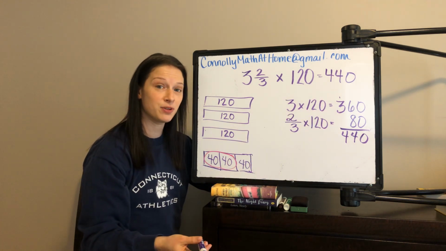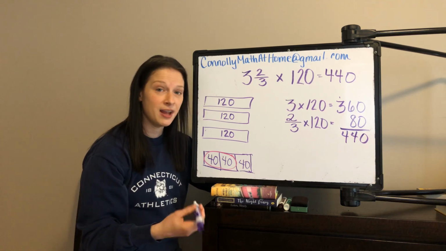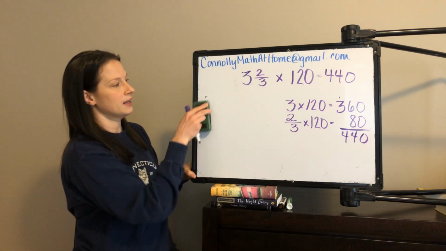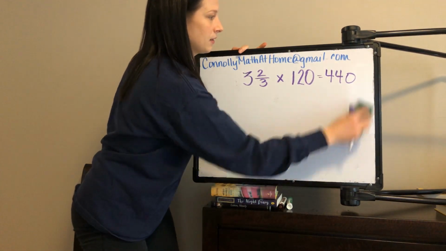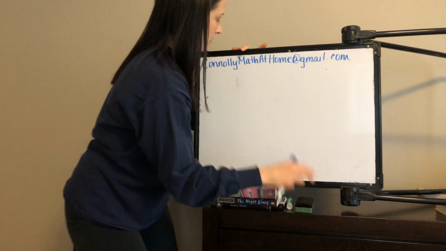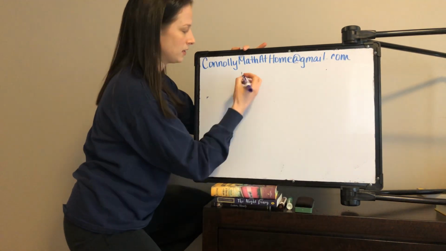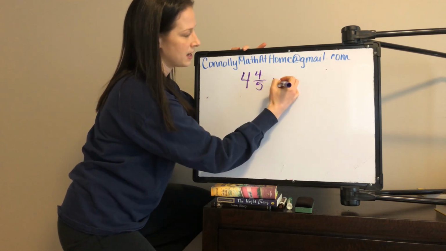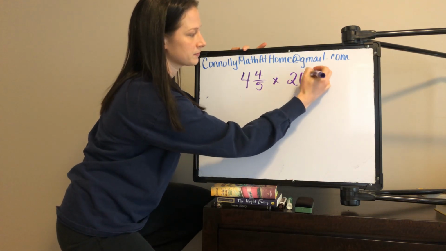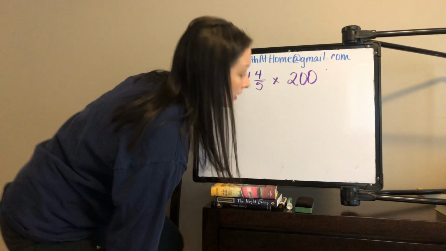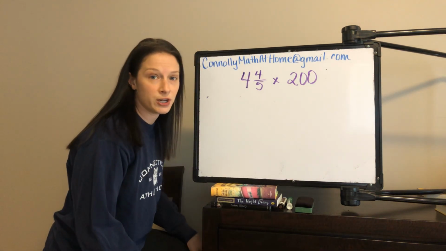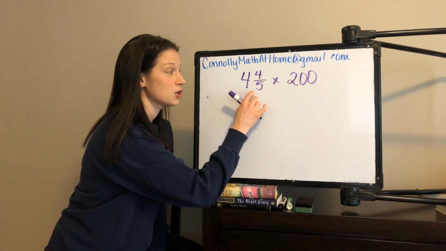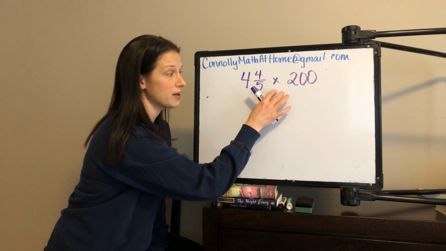Okay, let's do one more example about multiplying a mixed number by a whole number, and then I'm going to give you some to try on your own. All right, so here we go. This time we're going to think about 4 4/5 times 200. Let's say that I'm running 200 meters and I do that 4 4/5 times. So what is 4 4/5 groups of 200?